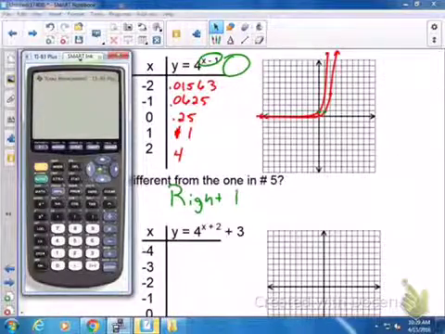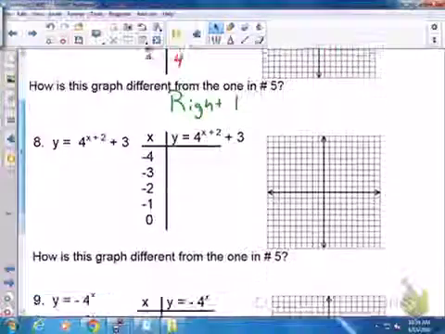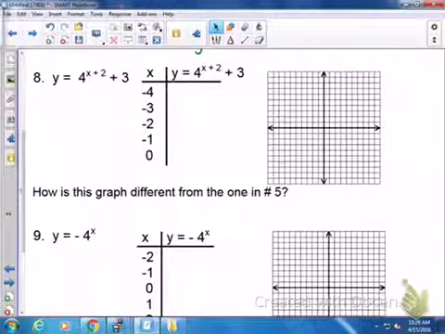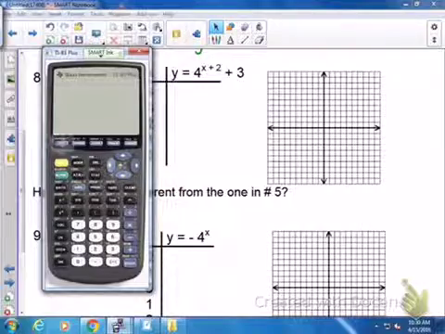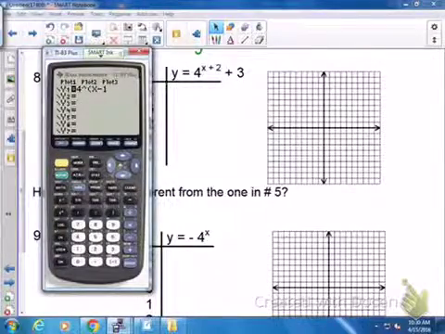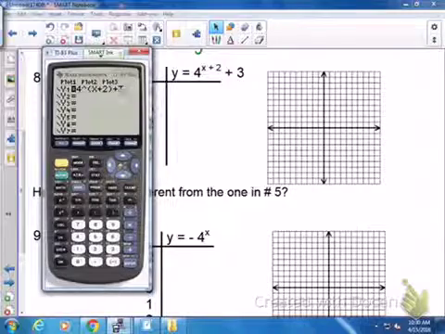Now let's look at the next one and see if we can predict what kind of shift it's going to be. I have 4 to the x plus 2, plus 3. So you can probably already see, we've already seen a transformation in the exponent and a transformation by adding or subtracting on the outside. Let's put this one in our calculator. It's 4 to the, in parentheses, x plus 2, close parentheses. That'll automatically take you out of the exponent, then plus 3.